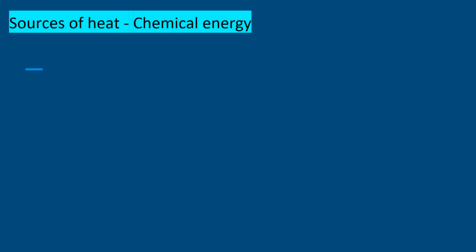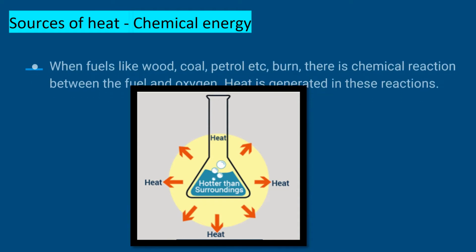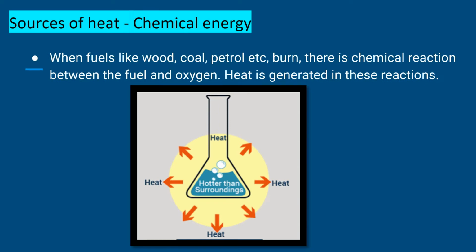We get heat from chemical energy as well. There are some chemical reactions that give out heat. So when we burn fuels like wood, coal and petrol, we know that there is a chemical reaction going on between the wood and the oxygen which gives out heat. The chemical reaction between the fuel and oxygen gives heat, and heat is generated in this reaction.